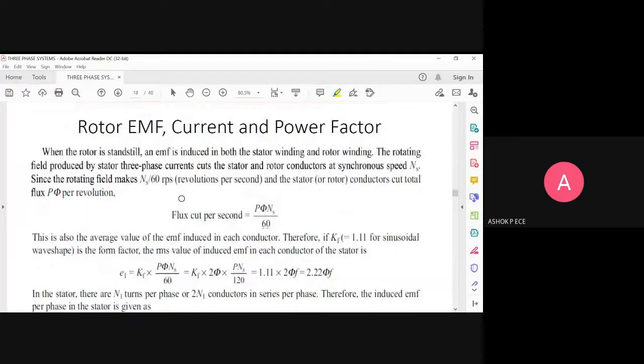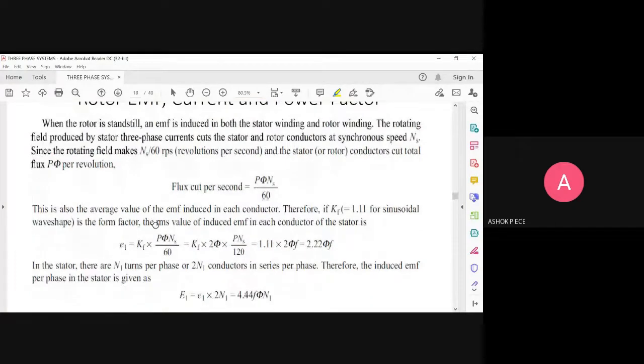Okay, see. So when the rotor is not rotating, you have EMF induced in both stator and rotor, and you know everything runs at synchronous speed Ns. Ns is per minute. So if I convert to per second, I'll be dividing it by 60. So Ns by 60 revolutions per second. So it is running at Ns by 60, and the flux per pole is phi. If the number of poles is P, so the total flux cut per second is P phi Ns by 60.